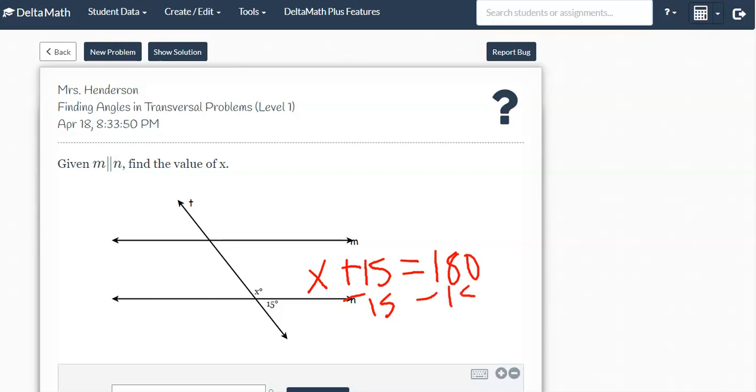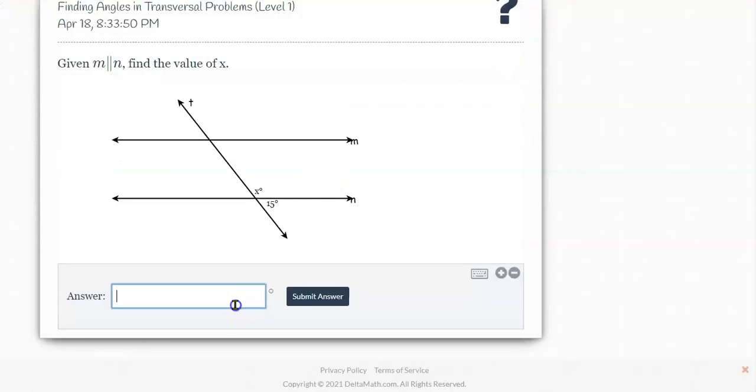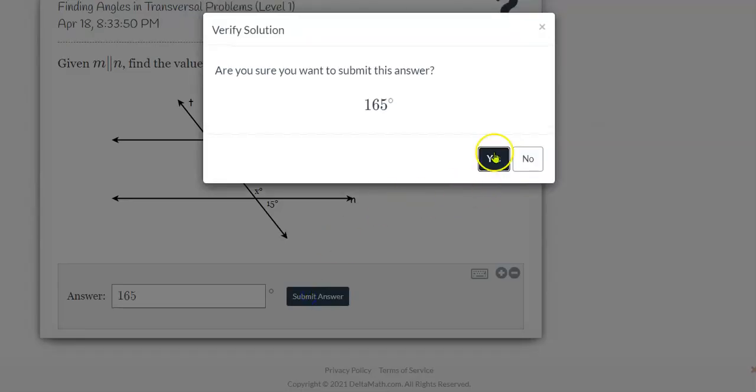So if I subtract 15 from both sides, I'll figure out what x is equal to. X is equal to 165 degrees. And that's because these are adjacent angles to each other. They are adjacent angles, and they form a straight line, 165 degrees.